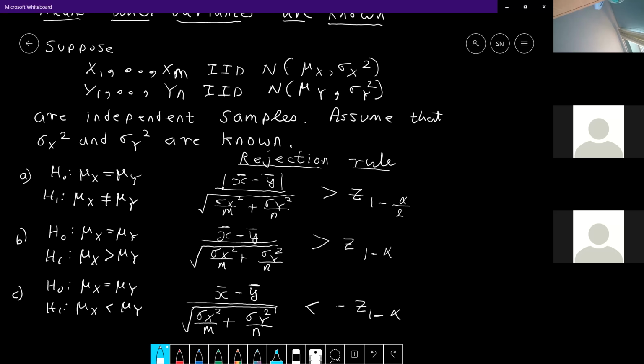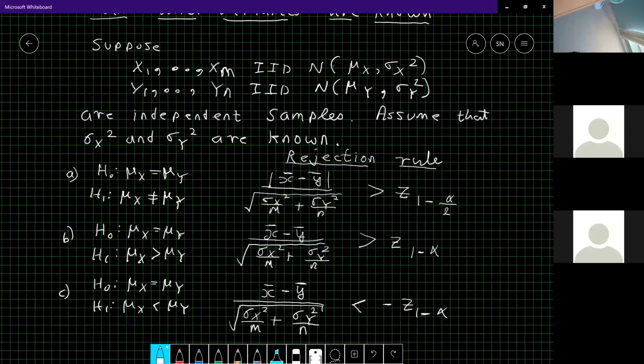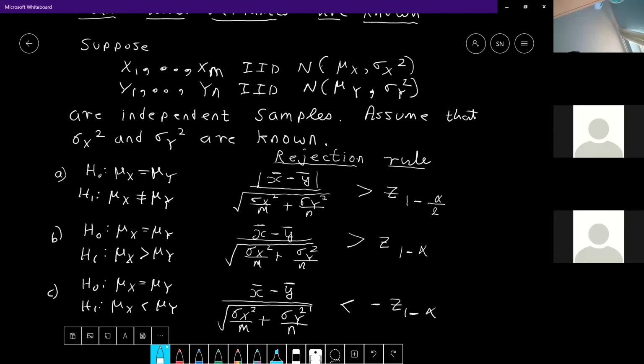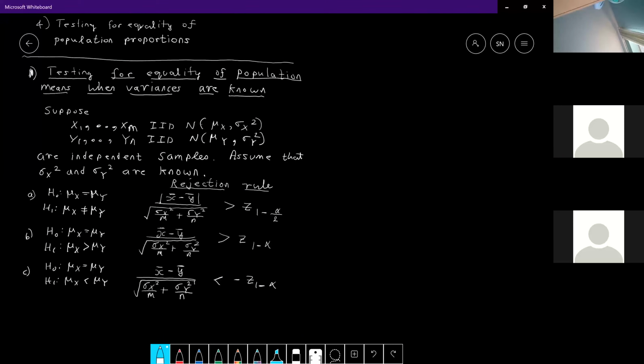And as always, I will do plenty of examples after I'm done with this. I will do as many examples as you like, okay? So just to summarize, this is for testing for equality of population means when the variances are known.